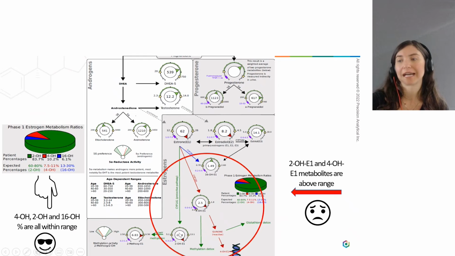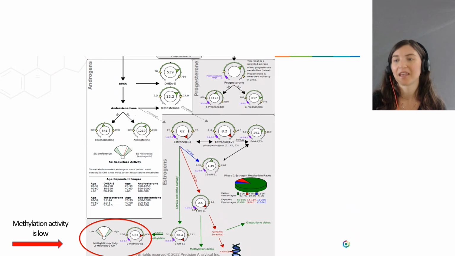It's just her dials, her 2-OH, her 4-OH are above range because her parent estrogens, her E1, her E2 are above range. So she's got estrogen excess, but at least she's pushing down each of the phase 1 pathways adequately or appropriately. And we can see here her methylation activity is low. So this little red dial is pointing to the left towards low. And with this methylation activity, we're comparing the 2-hydroxy-E1 number, so 20.4. We're comparing that to the 2-methoxy-E1 number, the 6.83.